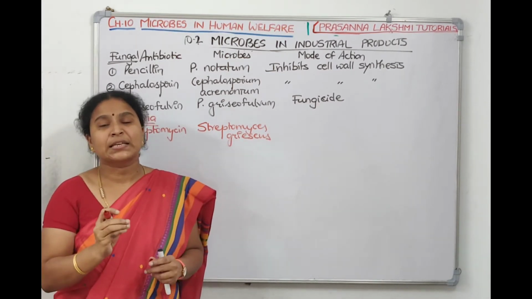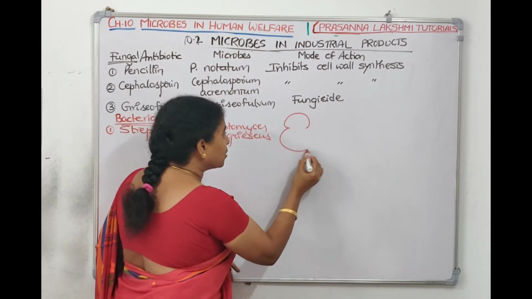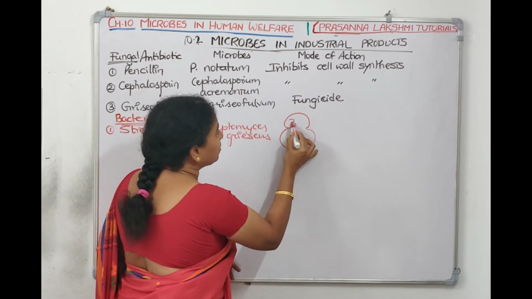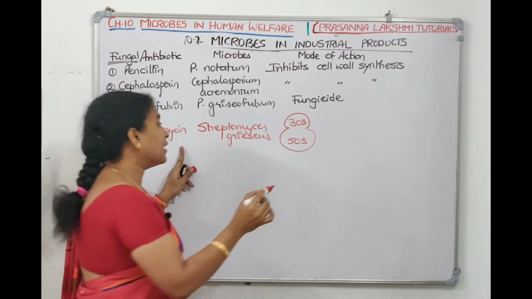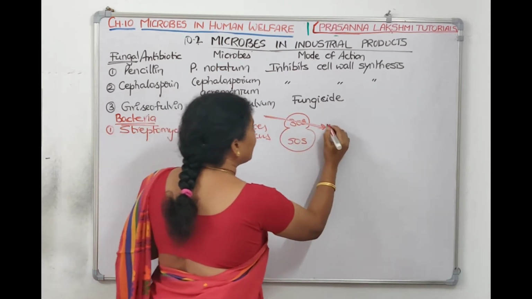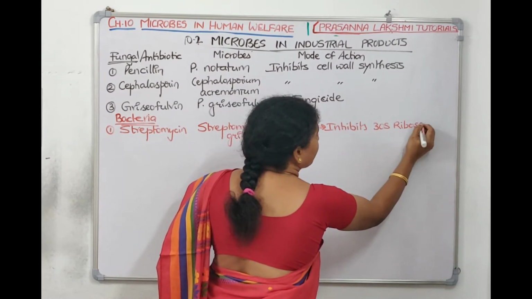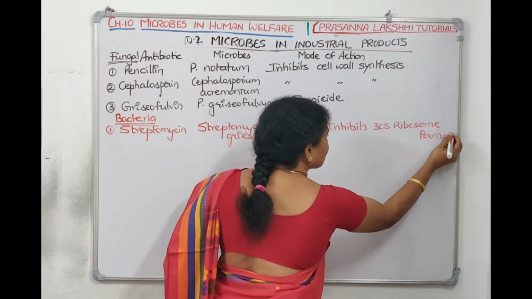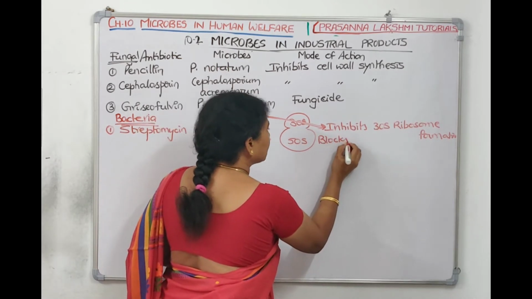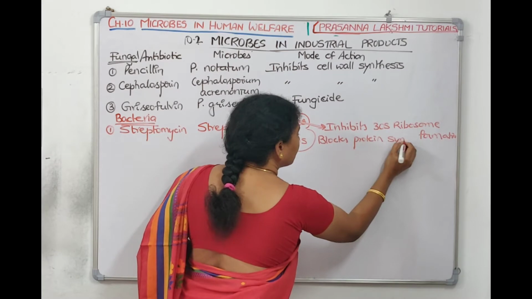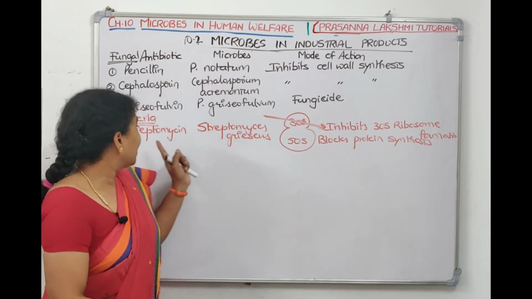It stops protein synthesis. Where does protein synthesis happen? On the ribosome. Bacterial ribosome has a bigger subunit and a smaller subunit. Bigger subunit is 50S and the smaller ribosomal subunit is 30S. Now, what is the streptomycin action? It inhibits the 30S ribosome formation. Since it is not allowing the 30S subunit to be made, protein synthesis stops. So it will block protein synthesis. So this is the action of one bacterial antibiotic. What is it called? It is called streptomycin.